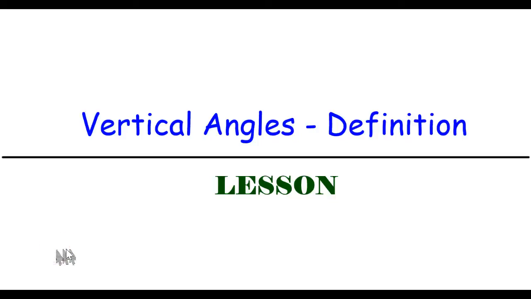So this will be a very quick video on the definition of what we call vertical angles. Now this is an extension of the special pairs of angles that we talked about last lesson, where we looked at complementary and supplementary angles. And the next special pair of angles that we'll talk about are called vertical angles.